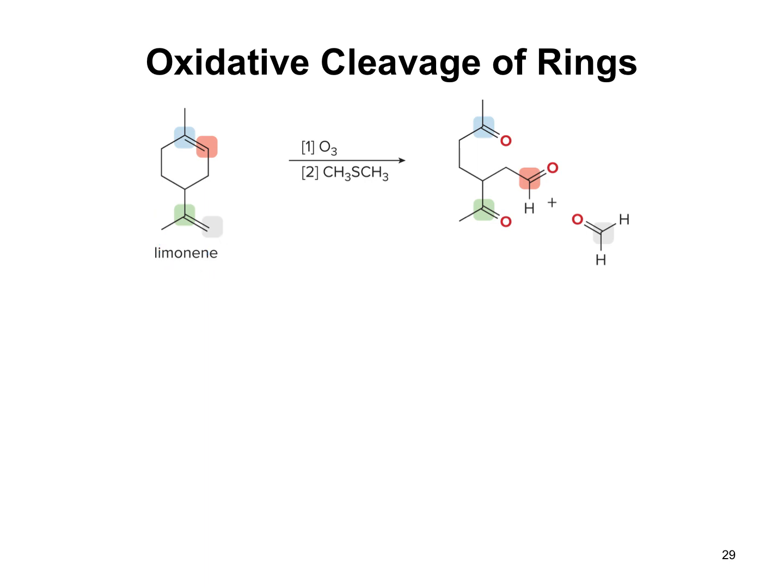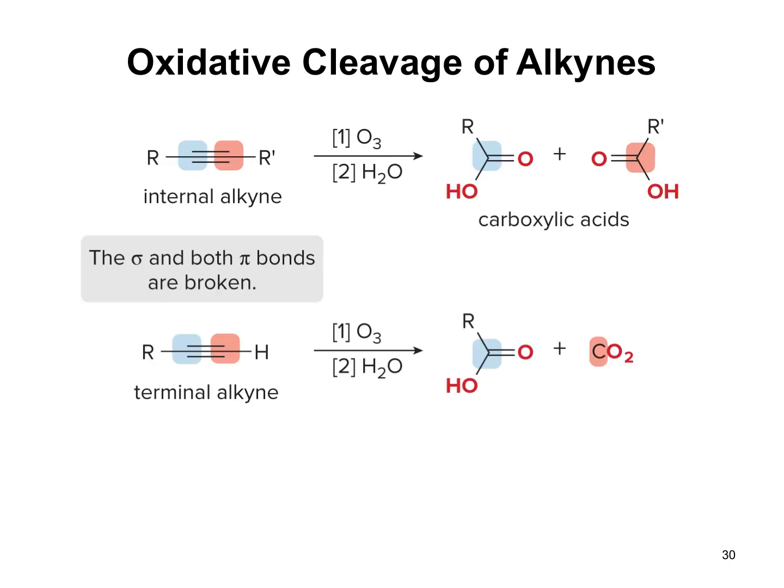So that finishes up our discussion of alkenes. Let's talk about alkynes. So alkynes undergo oxidative cleavage of the sigma and both pi bonds of the triple bond. And what we see here is an internal alkyne. These are oxidized to carboxylic acids, whereas a terminal alkyne gives us a carboxylic acid and then CO2 from the sp hybridized carbon-hydrogen bond here. And this proceeds by the same mechanism that we looked at previously.